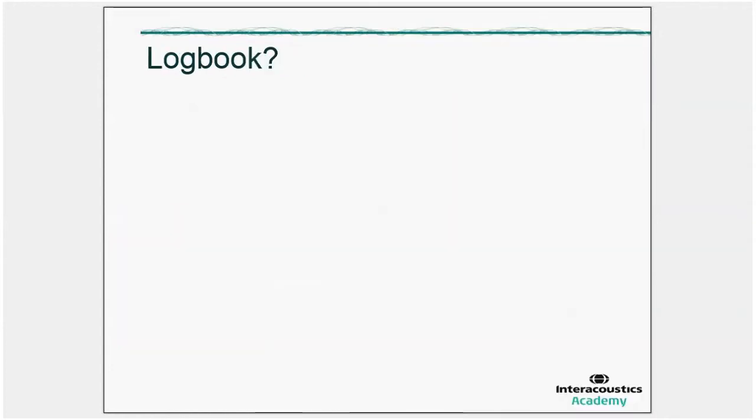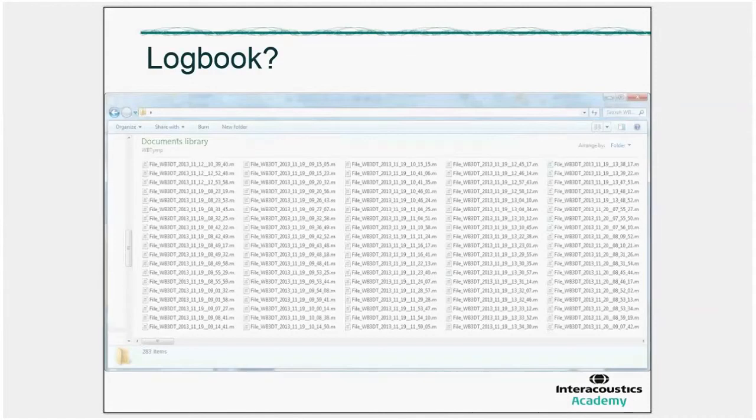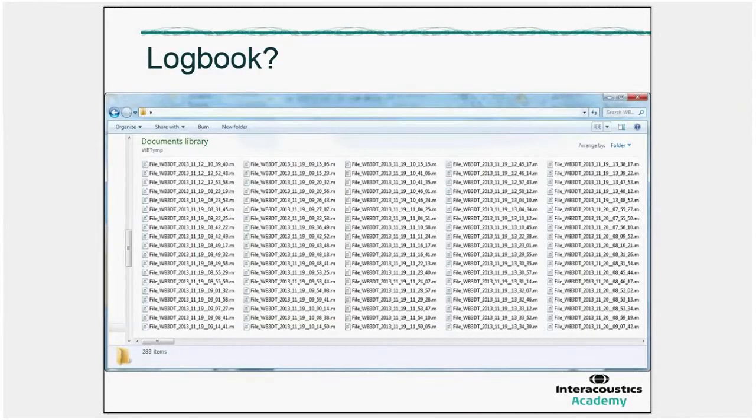Good. I mentioned a logbook. Why would we need a logbook? Let me show you an example of some research that took place in the US. This is just a part of the folder that contained all the data. There were in total 450 measurements in the folder, I believe.